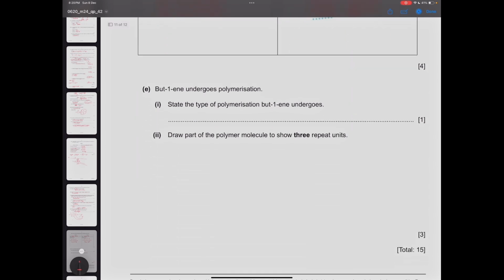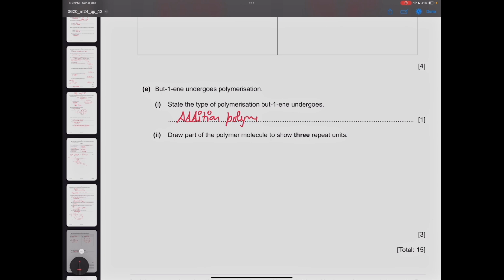Butene undergoes polymerization. State the type of polymerization butene goes through. We know that alkenes undergo addition polymerization. So your answer should be addition polymerization. Alright, so just mention addition. You just need to mention addition polymerization here.